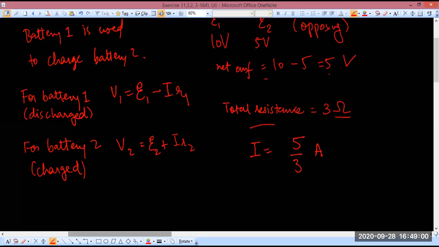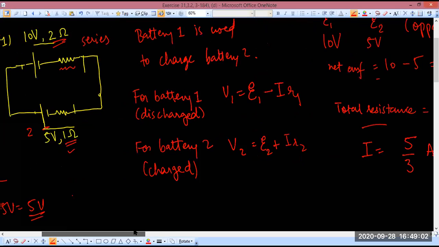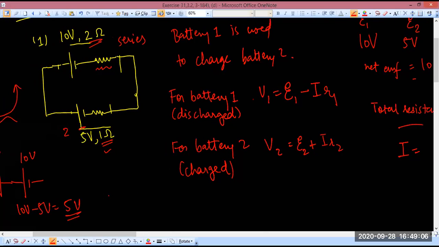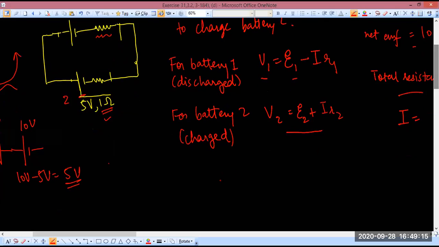Once you do that, you can easily find out the terminal voltage. So for battery 1, it's going to be very simple. I'll just do it very quickly. I will not wait for you. You can start doing it along with me.